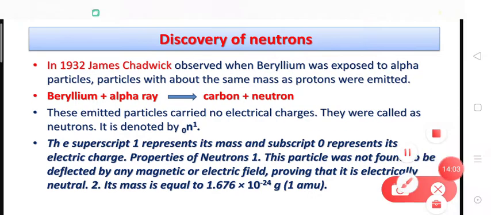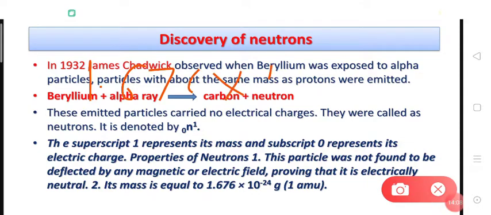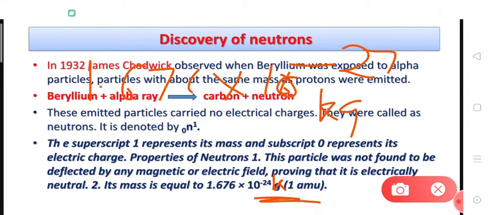So how much is the absolute mass of the neutron? It is 1.67 into 10 to the power minus 27 kilogram. This should be kilogram. Dear students, as you know, this is also equal to 1 AMU, so we can say that the mass of the neutron is 1 AMU. So please correct this one. This has been mistyped. This is 1.67 into 10 to the power minus 27 kilograms.